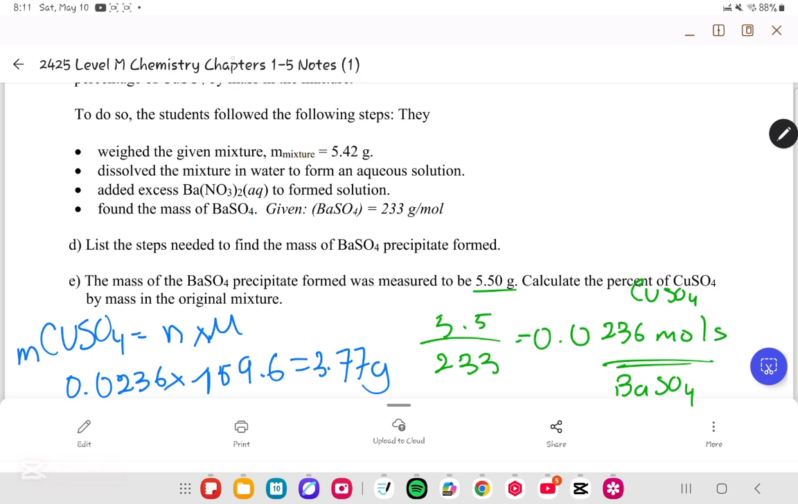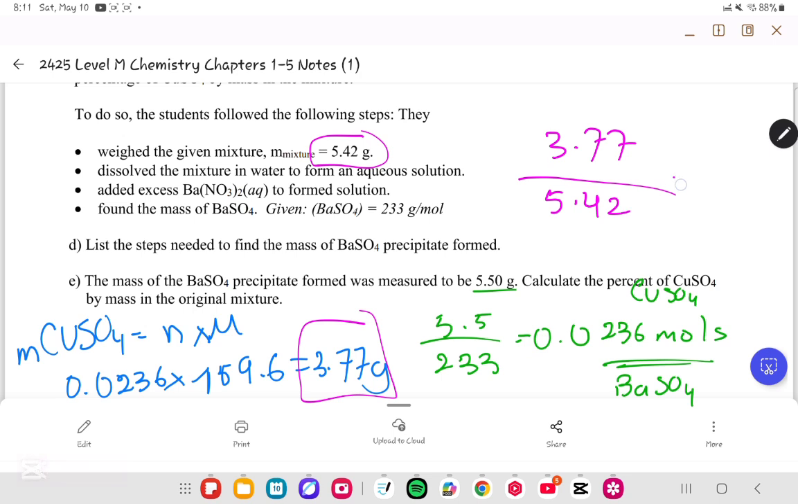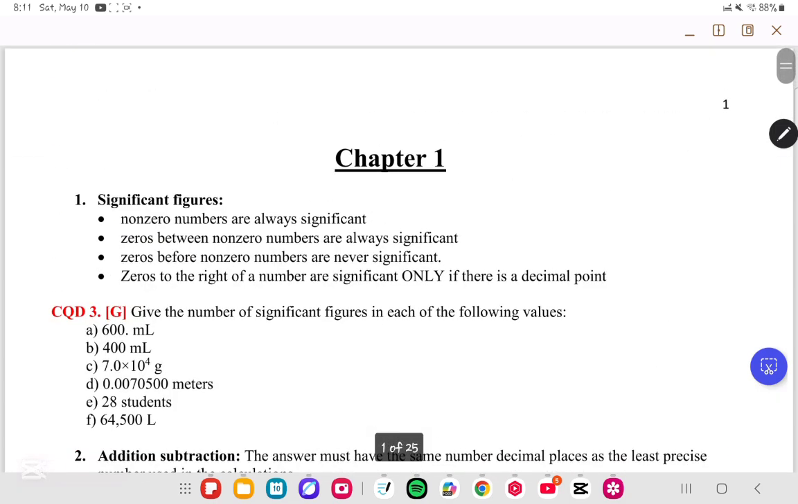Now here's where the percentage part comes in. You will take the mass of CuSO4, which is 3.77, over the total mass of the initial, which is 5.42, multiplied by 100. So if you put it on your calculator, 3.77 over 5.42 times 100, you will get an answer which is approximately 69.55. So you will round it to 3 significant figures. It will be 69.6%. So just like that, we finished the first chapter. We will leave the second chapter for the next video.